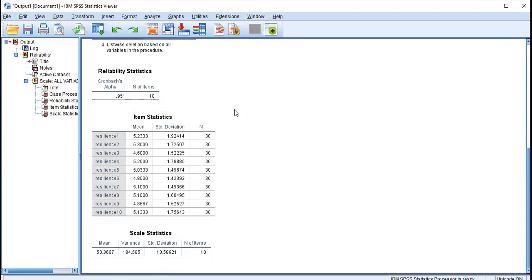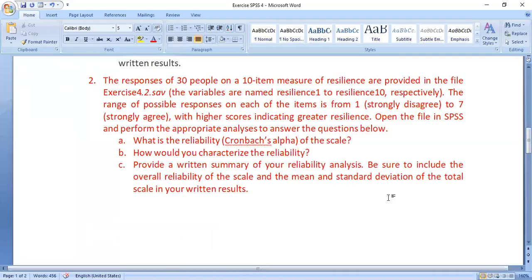If you look at the range, I've already talked about that. It ranges from 4.6, for resilience 3, the minimum value, to 5.3, for resilience 2, the maximum. The scale's overall mean comes to 50.3667 with a standard deviation of 13.58. So this way we can easily answer the question. Here the question is, the responses of 30 people on a 10-item measure of resilience, and the reliability is 0.951.